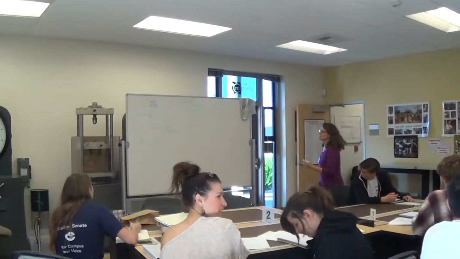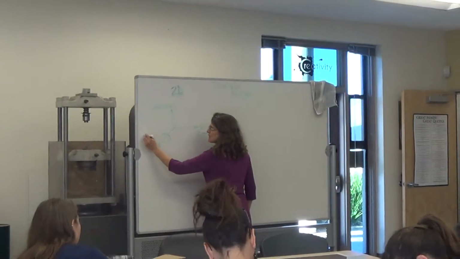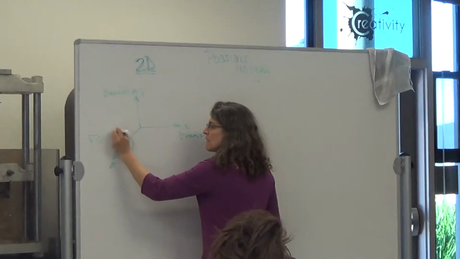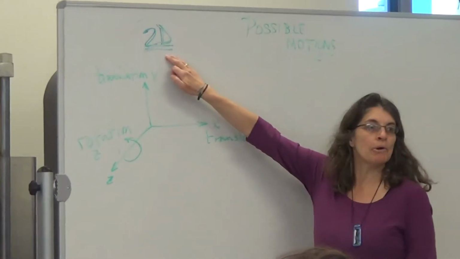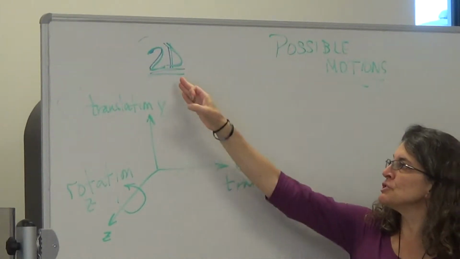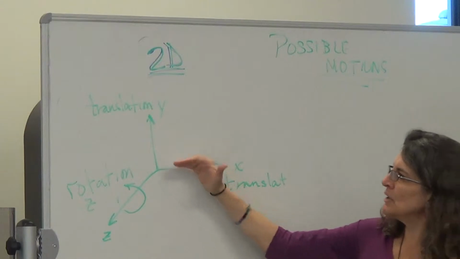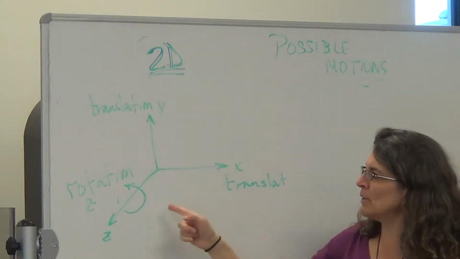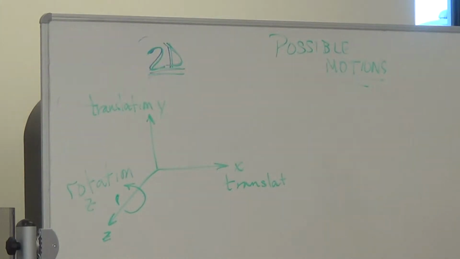Of course. So for a two-dimensional problem, the possible motions it could have are: it could move translationally or linearly in the X, it could move linearly in the Y, or it could rotate about the Z. Everybody comfortable with that? Two-dimensional problem? Let's do 3D now.